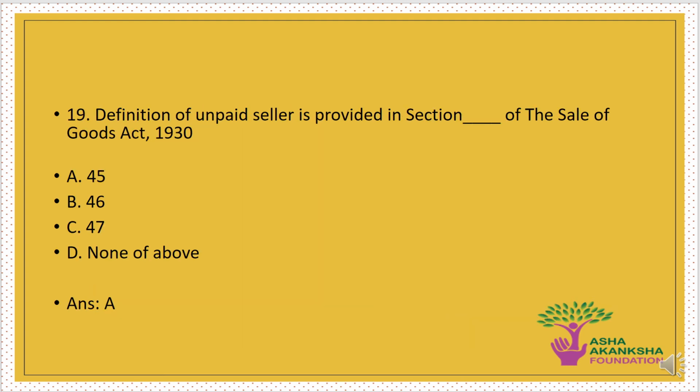The next question is, definition of unpaid seller is provided in Section dash of the Sale of Goods Act 1930. The options are A. Section 45, B. Section 46, C. Section 47, or D. None of the above. The correct answer to this question is option A, that is, Section 45 deals with the definition of unpaid seller in the Sale of Goods Act 1930.